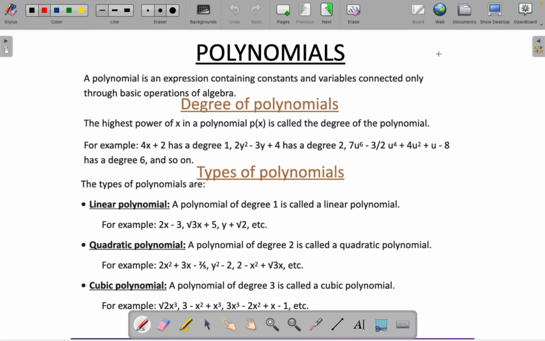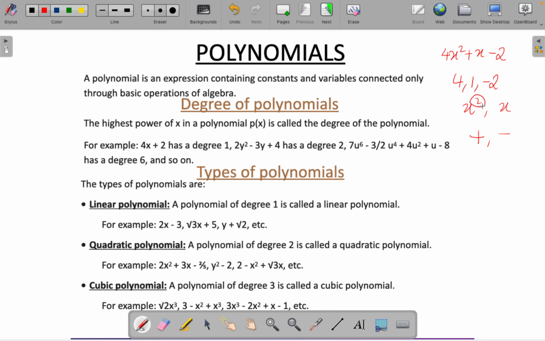Suppose I explain the clear definition with the help of an example. Suppose we have 4x square plus x minus 2. This is said to be a polynomial because when we talk about the power of the variables, everybody knows that 4, 1, minus 2 are constants and x square and x are variables, right? Obviously they have powers, so these are known as variables. And these are the basic operations. Plus and minus are the basic operations through which these terms are connected. Alright. Now, this is known as a polynomial.